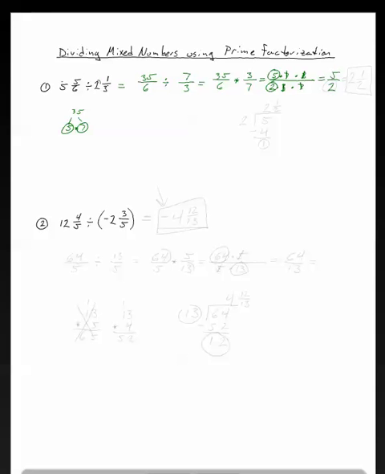Now we need to take this 5 over 2 and change it into a mixed number. So we can do it with division. This is really just 5 divided by 2. 2 goes into 5 2 times. 2 times 2 is 4. 5 minus 4 is 1. And that's my remainder, which is my numerator. So I get 2 and 1/2.